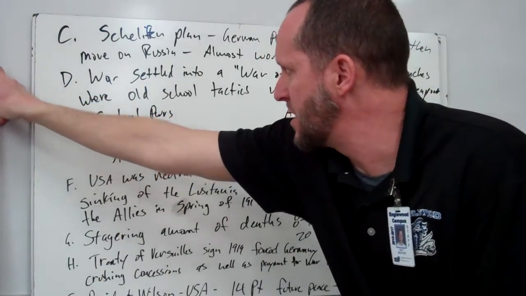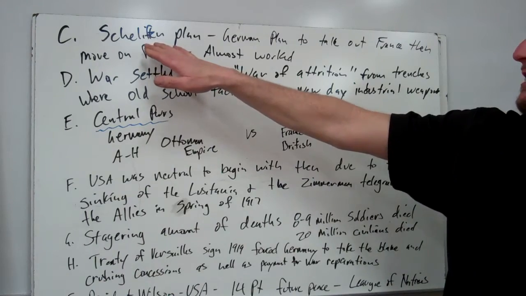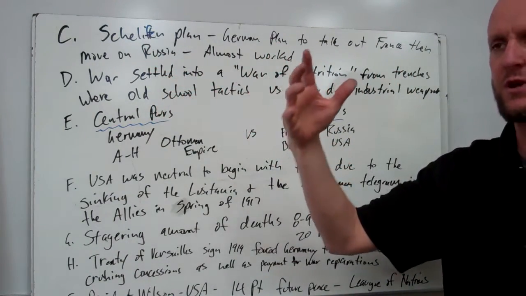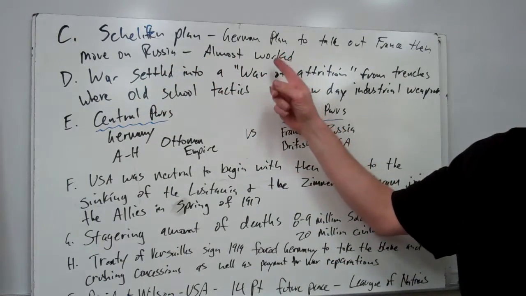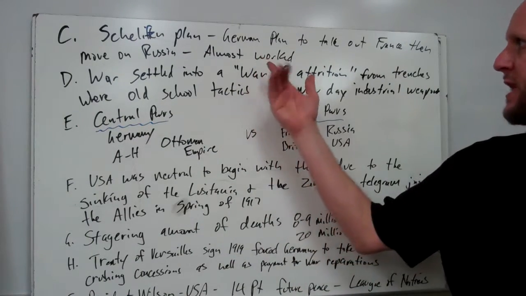So once the war started, there was an old German general by the name of Schlieffen, and the Schlieffen plan, a German plan to take out France, because Germany had to fight on 2 fronts, and then move on to Russia. And this almost worked. They got within 40 to 50 miles of Paris before they had to be turned back.